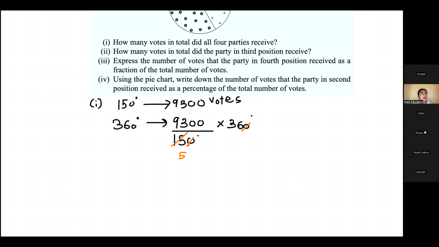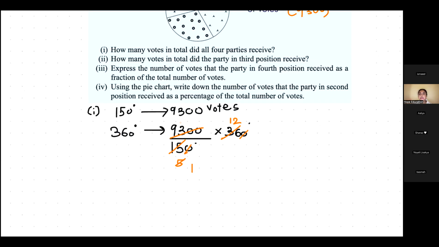3 times 12 is 36. 5 times 1 is 5. 5 times 1 is 5. 6, 7, 8, 9. 43, can 5 times 8 is 40. 41, 42, 43. 3 remaining. 30 means 5 times 6, 30 and 0.